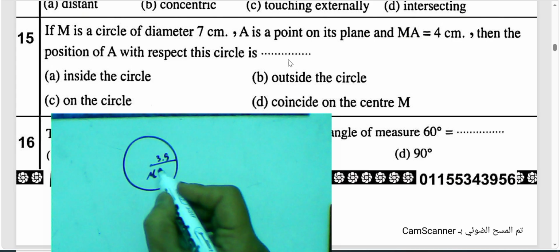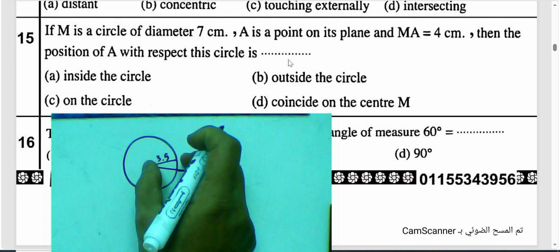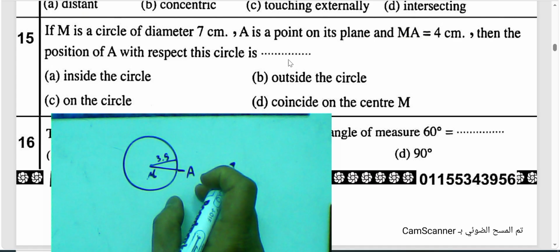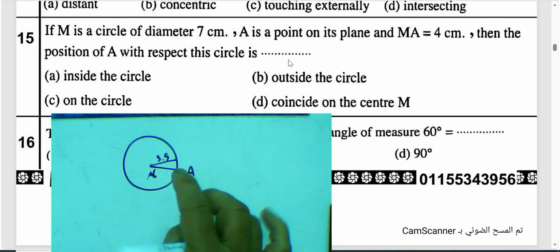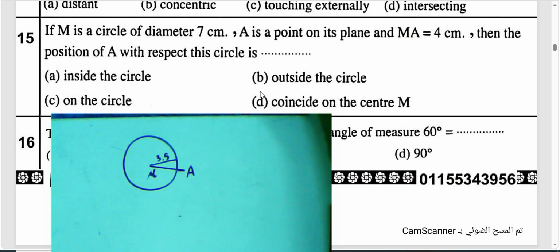He told me the length from M to A will be 4 centimeters. Look, 4 centimeters is greater than the radius. Then it will be outside the circle because the distance between M and A is greater than the radius. Then the position of point A with respect to the circle will be outside the circle. I'll choose letter B here.